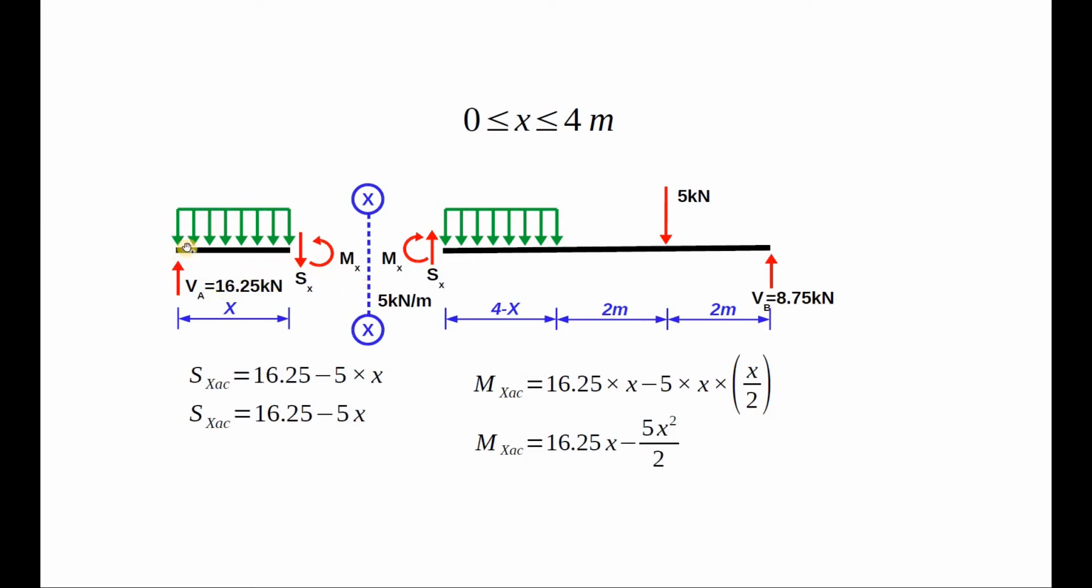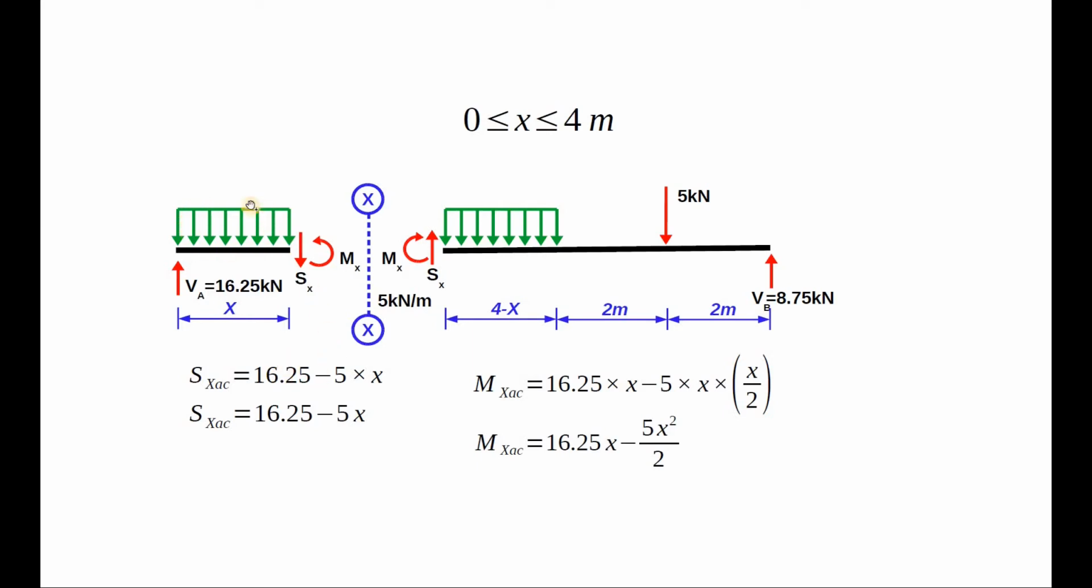Considering the free body diagram to the left and applying the equations of equilibrium, we can see that we have forces acting only in the y direction. Following the sign convention, going from left to right, any forces going upwards are considered positive. Hence, 16.25, which is the reaction, is considered positive.